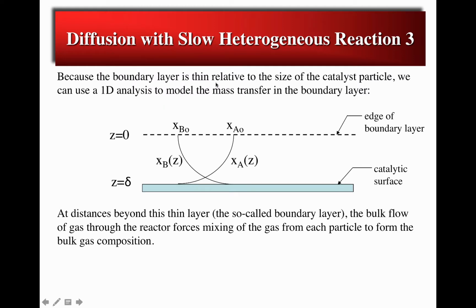Because the boundary layer around that particle is thin relative to the size of the catalyst particle in typical practical circumstances, we use a 1D analysis, just a rectangular analysis, to model the mass transfer between the catalyst particle surface, where the concentration of B, the product, is high and the concentration of A, the reactant, is low, out to the edge of the boundary layer, where the concentration of the product B is lower and the concentration of A, the reactant, is higher. And then at distances beyond the boundary layer, the reactor gas phase mixing forces the compositions to be homogeneous.